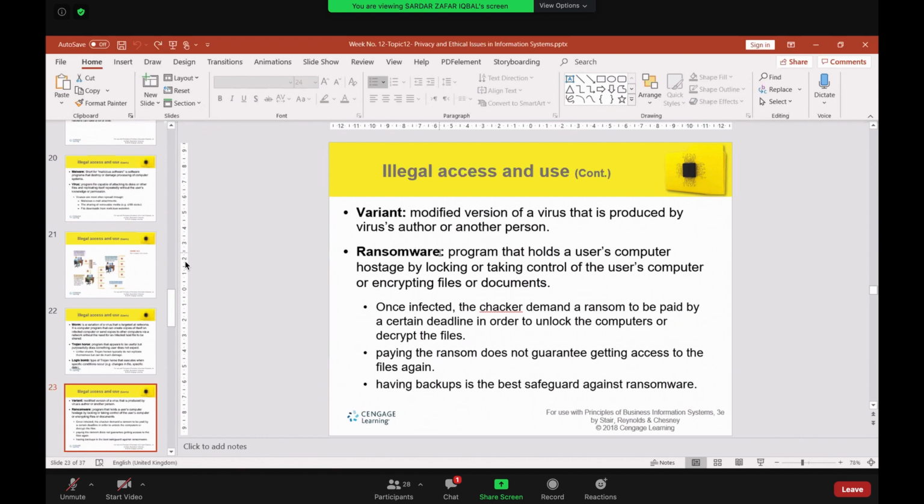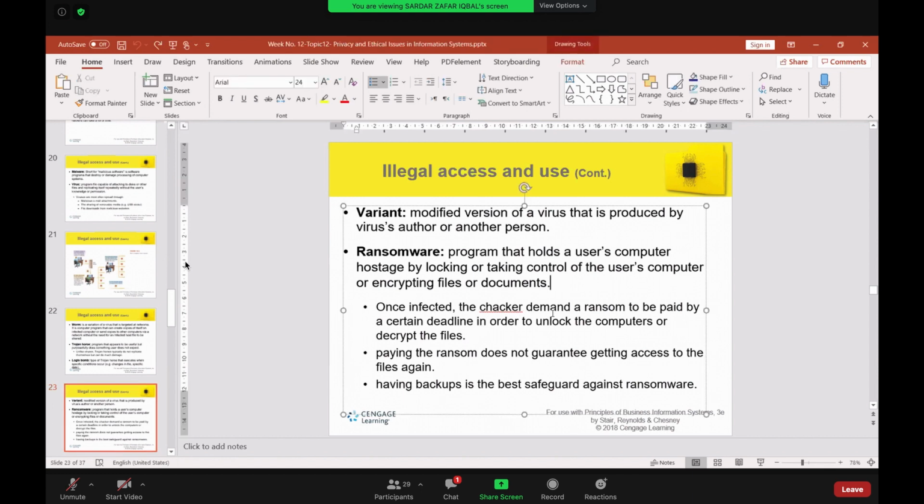So another type is ransomware. It's just like somebody can hack your computer and ask you, okay, give me 1,000 riyal, then I will give you your password back. I mean, they hack your system, and then they put some conditions, asking for money or some benefit for that. It is a program that holds a user's computer hostage. It's a kind of hostage, ransom, asking for money by locking or taking control of the user's computer or encrypting files or documents. Once infected, the hacker demands a ransom to be paid by a certain deadline in order to unlock the computer or decrypt the files.